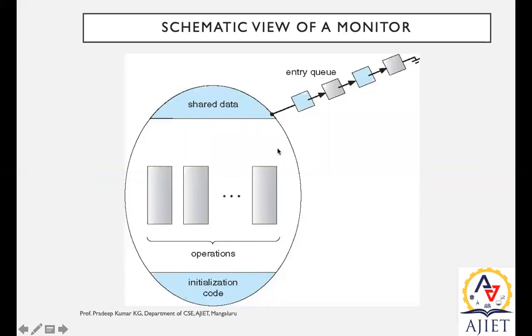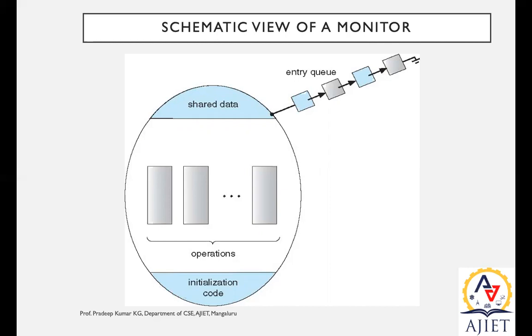Now we have an entry queue. Shared data, we have a number of operations and initialization code. Now this is the schematic representation of a monitor. Through this shared data, this is considered a procedure. The procedure will have shared data, a set of operations, and a set of code as well. The entry queue will look after this shared data. Only one can be accessed. One particular part can be accessed under this scenario.